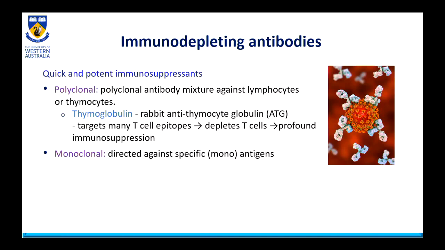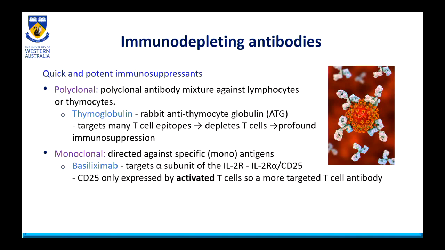And you can also have monoclonal antibodies. So these are directed specifically to a particular antigen, one monoantigen. An example of this is basiliximab. This targets the alpha subunit of the IL-2 receptor, in particular IL-2 receptor alpha, or your CD25. And CD25, of course, is only expressed on activated T cells, so it's a more targeted T cell therapy.